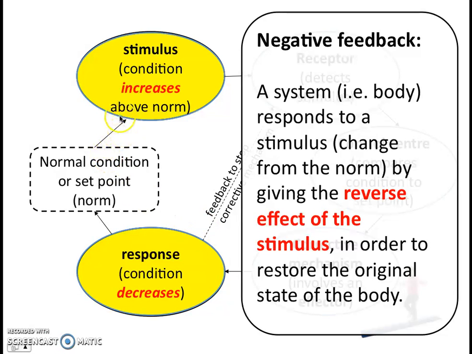So what we're seeing is that a system, in this case your body, is responding to the stimulus, which is an increase above the norm, by giving the reverse effect of the stimulus. So the response is to reduce the condition, right? So the stimulus was an increase and the response is a decrease, the reverse effect of the stimulus, in order to restore the original state of the body and to bring it back to the set point.